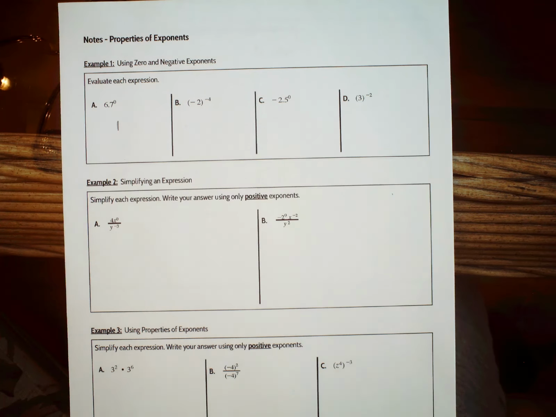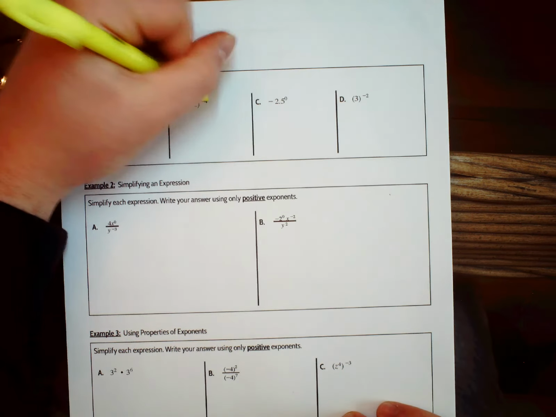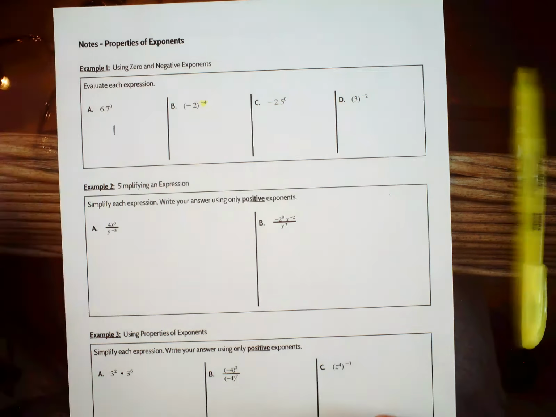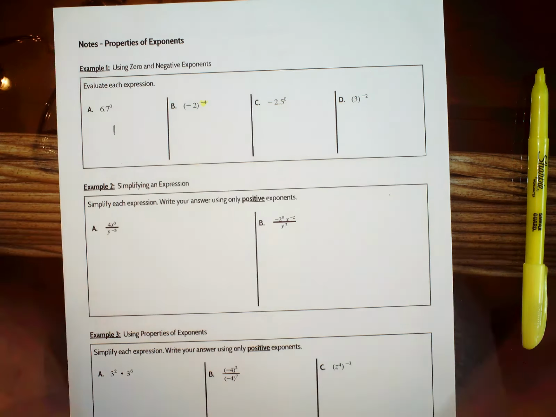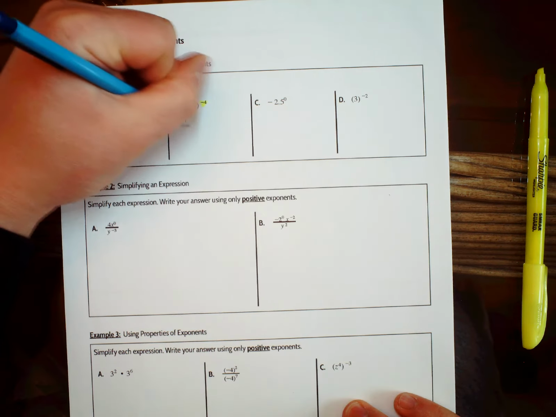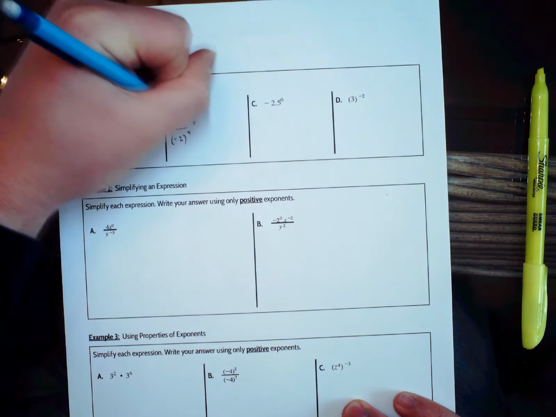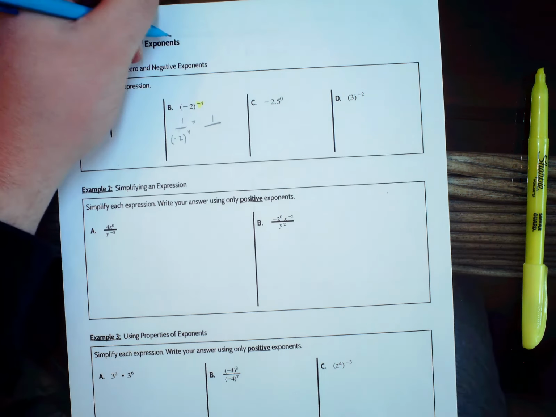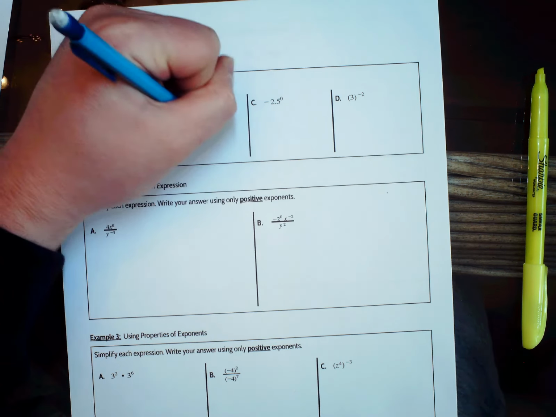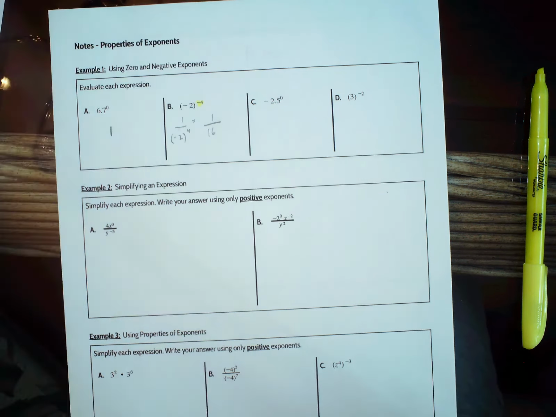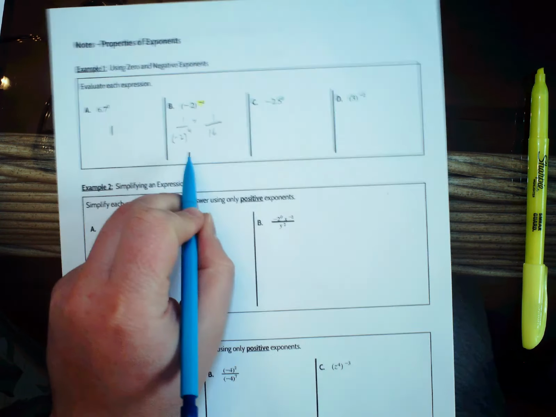Next one, -2 to the -4th. Now, you cannot have a negative power. So what do we do when we see a negative power? We rewrite it as the reciprocal. So 1 over -2 to the 4th is 1 over 16. And again, from right here, just go right into your calculator.